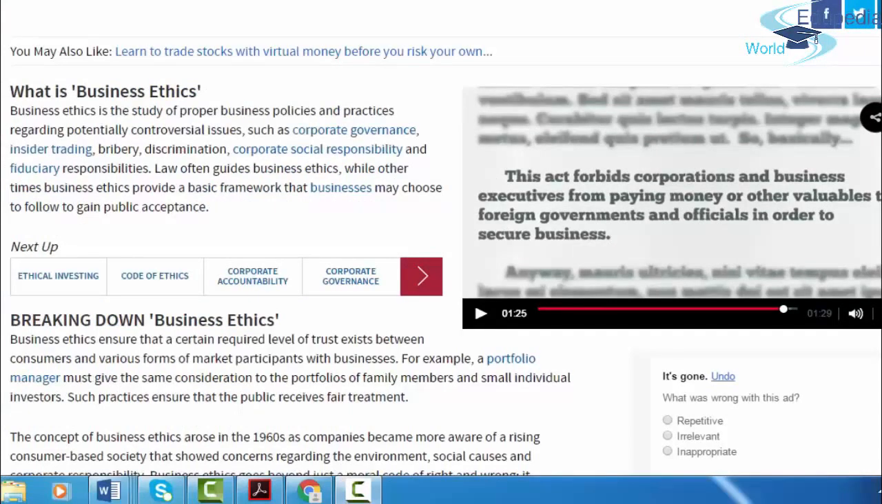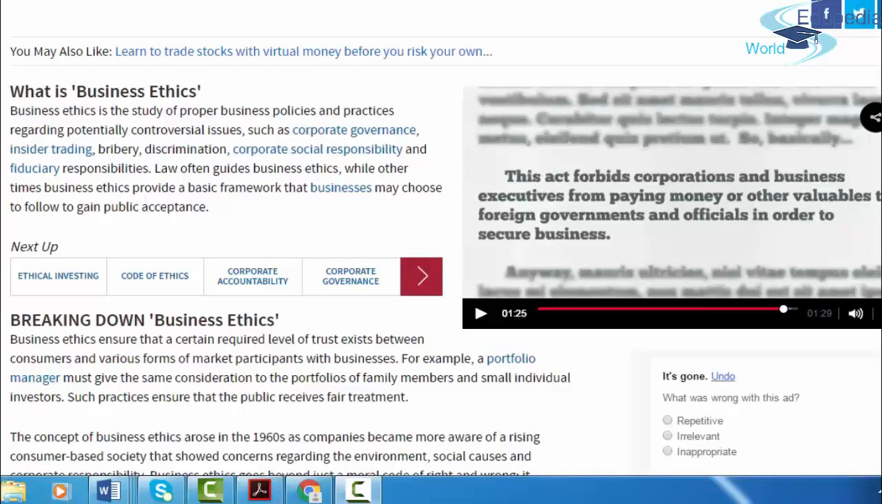So, as you can see, the standards and conditions, rules and regulations, forbid corporations from doing a lot of unlawful or unethical activities, and many of the businesses around the world follow the universal law of business ethics.